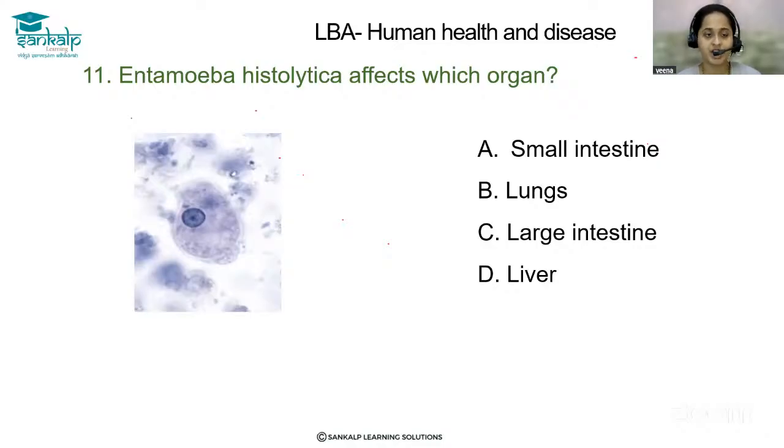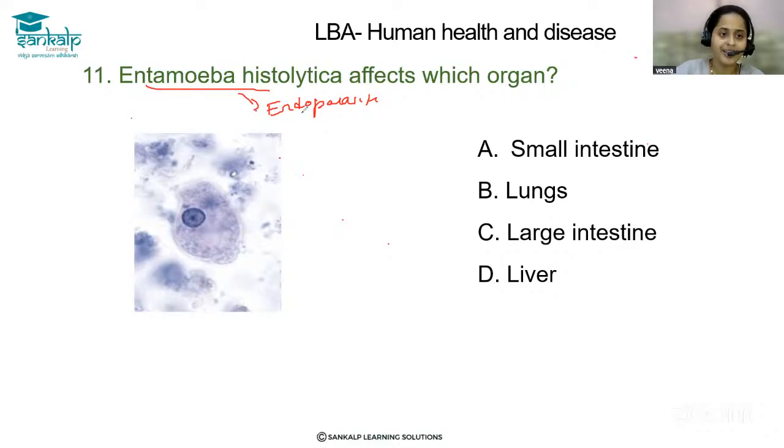Let's solve question 11. Entamoeba histolytica affects which organ? So dear student, here the Entamoeba histolytica is called an endoparasite. What do you mean by endoparasite, dear student?